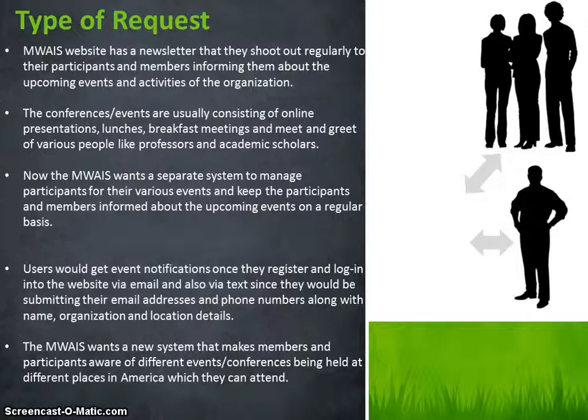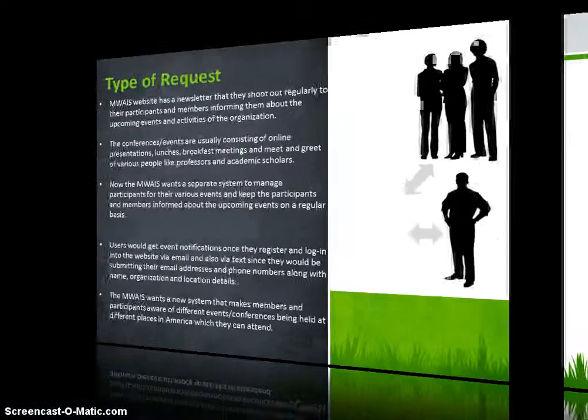Users would get event notification once they register and log into the website via email and also via text, since they would be submitting their email addresses and phone numbers along with name, organization and location details. The MWAIS wants a new system that makes members and participants aware of different events or conferences being held at different places in America which they can attend.